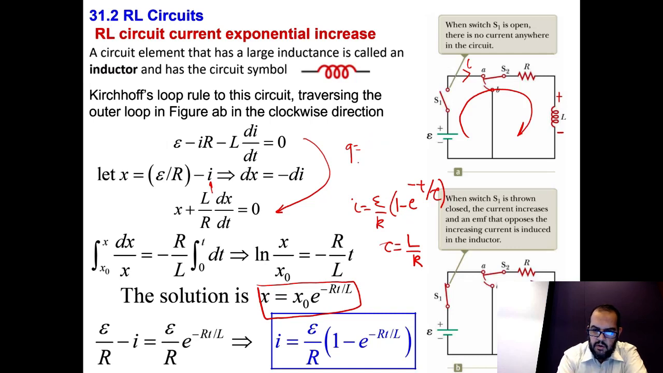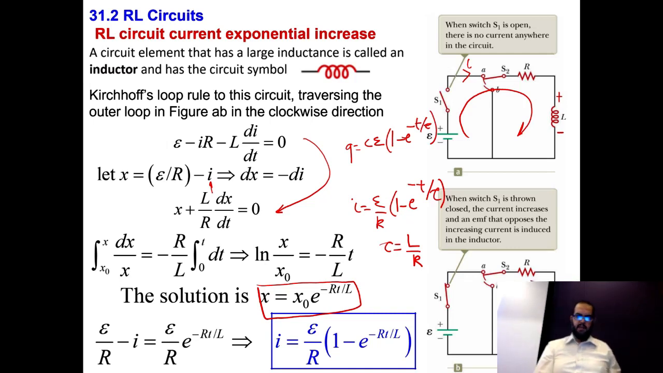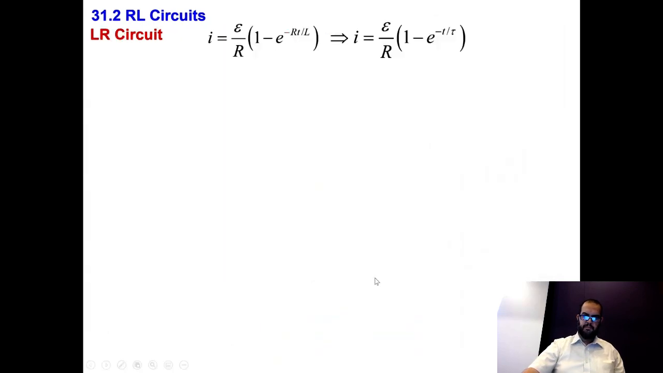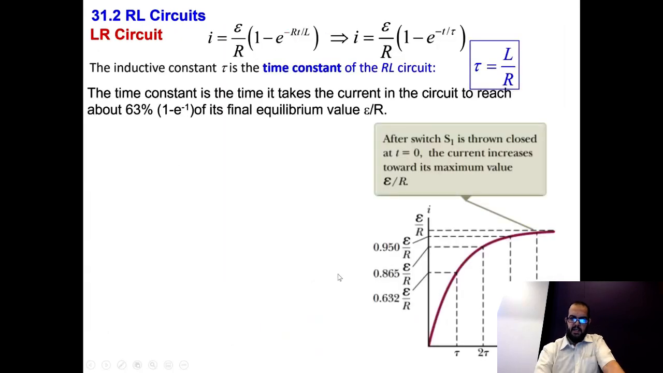So yeah, I think this is what we did: 1 minus exponential of minus t over tau. This is what we had for a capacitor, so this is an equation of the same mathematical form. If we plot it versus time, this is what we get. It starts at 0. The current starts at 0 through the inductor and the resistor, and then it increases exponentially.